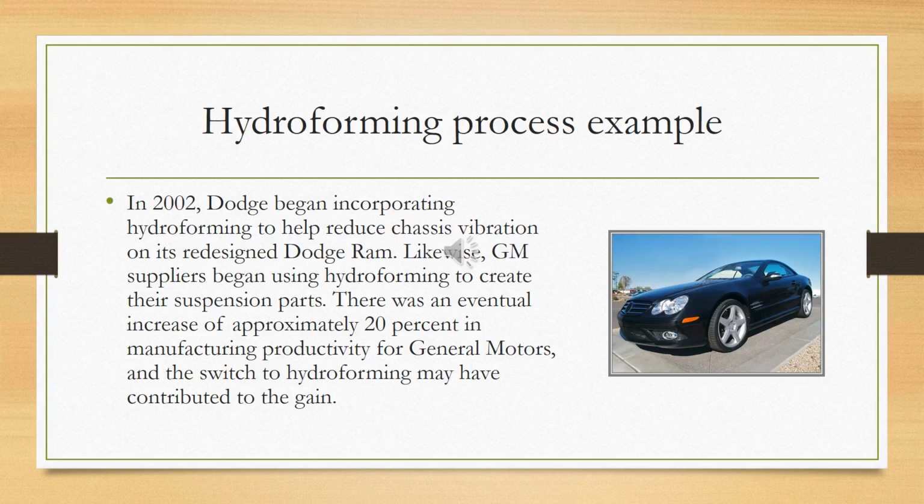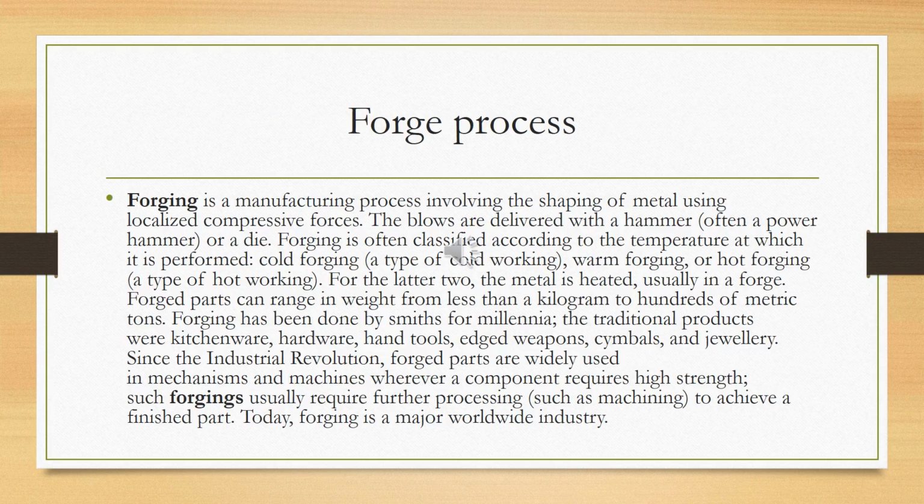Hydroforming process example. In 2002, Dodge began incorporating hydroforming to help reduce chassis vibration on its redesigned Dodge Ram. Likewise, General Motors suppliers began using hydroforming to create the suspension parts. There was an eventual increase of approximately 20% in manufacturing productivity for General Motors, and the switch to hydroforming might have contributed to the gain.